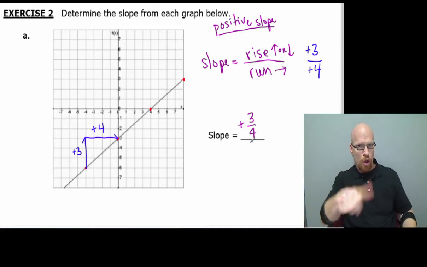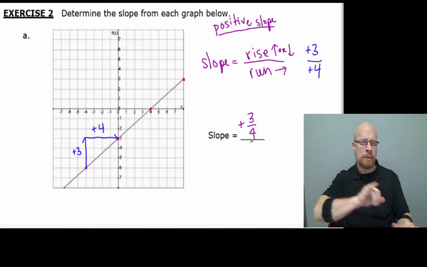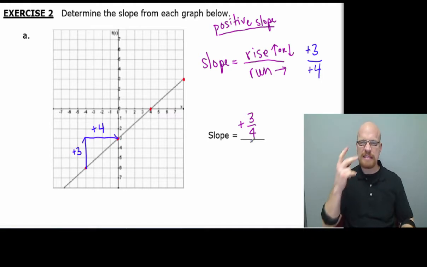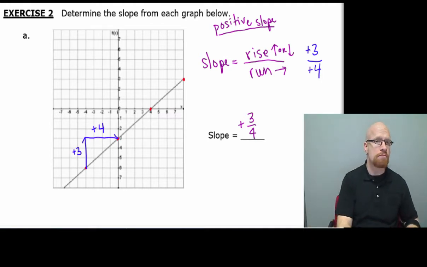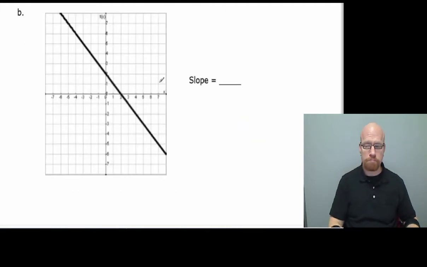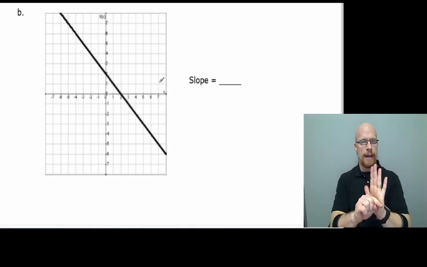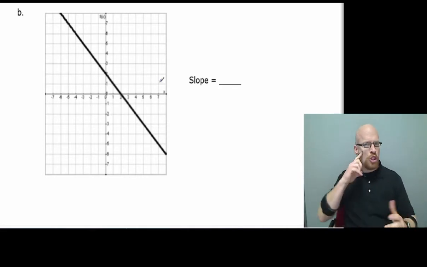You can see other red dots on my graph here, and I could calculate them in different ways, and the slope would not change. In this example, we can see that our graph has a negative slope for this line. So we should expect a negative answer.